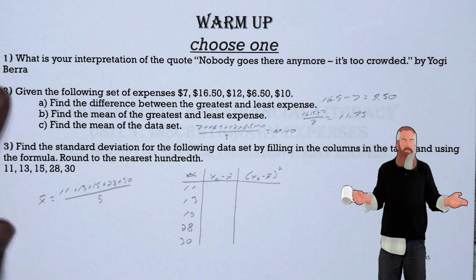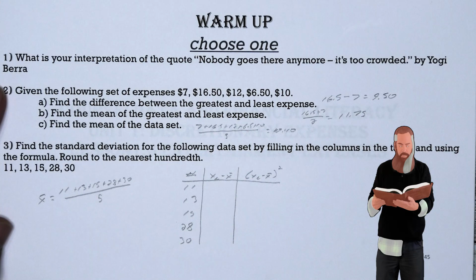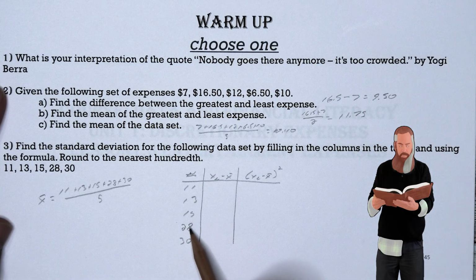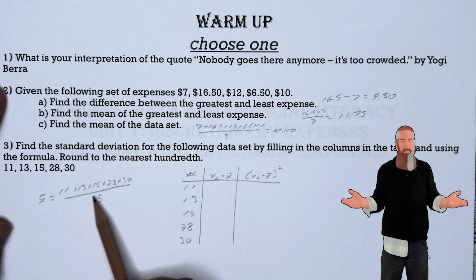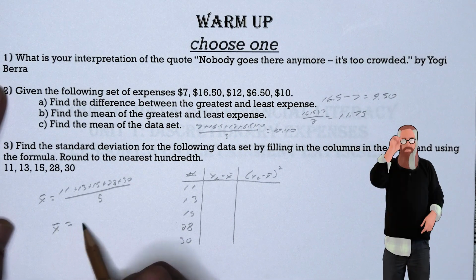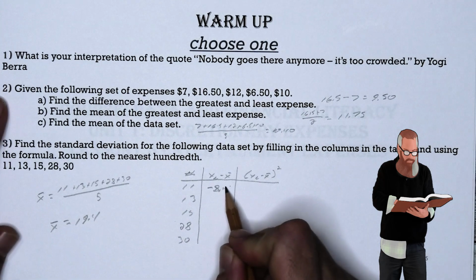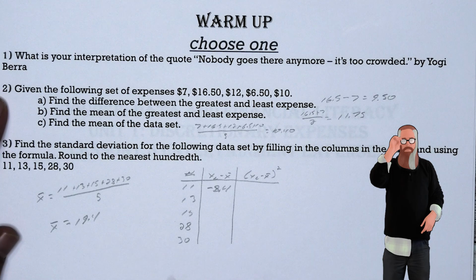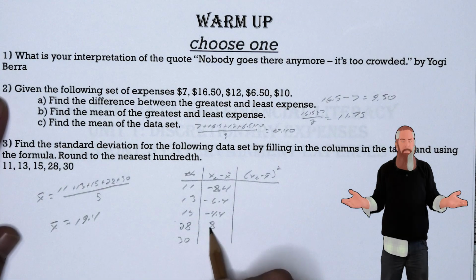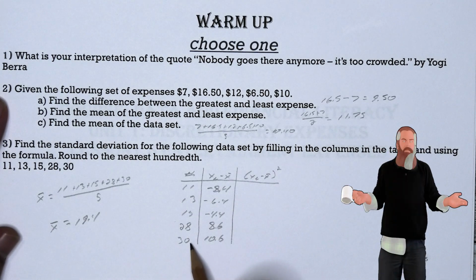So in order to move forward, we need to be able to find what x bar is, which is the average of all of those points, 11, 13, 15, 28, and 30. Now, when we add them all up and we divide by the number of points we have, which is 5, we get 19.4. So 11 minus 19.4 is negative 8.4. We do this with every single one of them, and we see all the way down at the bottom, we wind up with 10.6 for 30 minus 19.4.